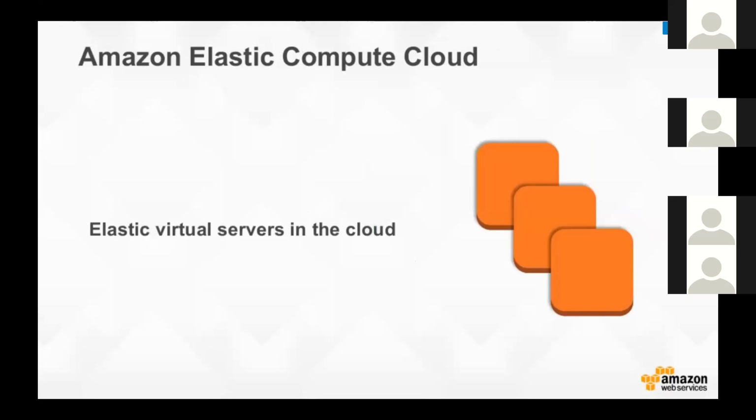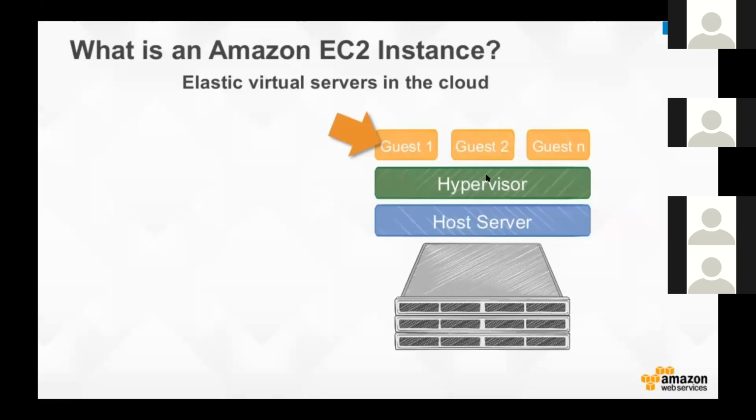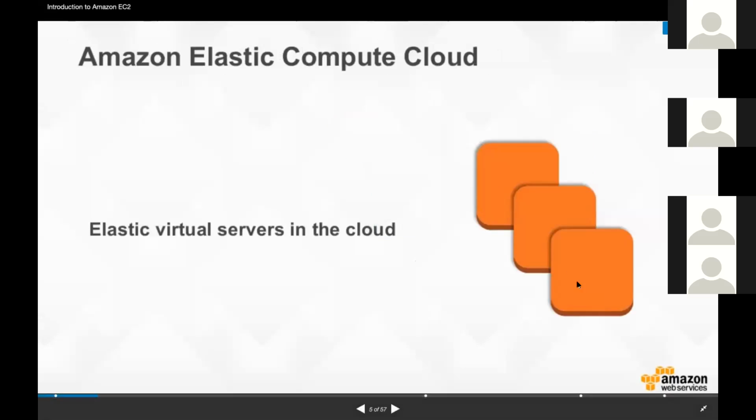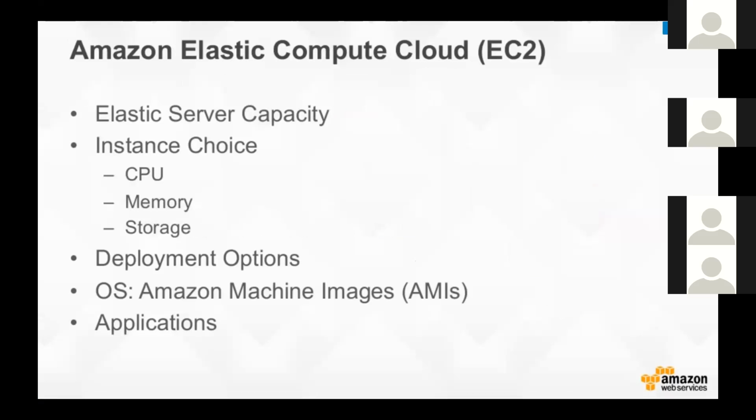So then you have elastic virtual servers in the cloud. On top of the hypervisor, you don't have to worry about the hypervisor layer. Amazon takes care of it, and Amazon gives you an interface through which you can interact and provision those virtual machines. So you can provision as many virtual machines as you want, and they are elastic server capacity. You can provision as many as you want, and you can deprovision as many as you want.